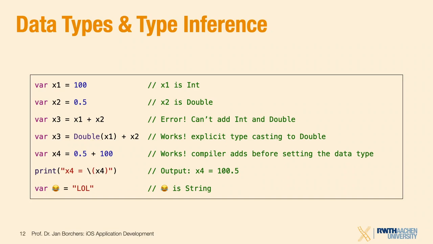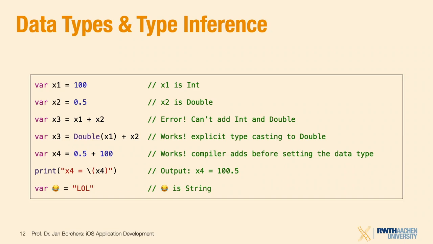What works, however, is if you want to store the frequency of your favorite radio station directly as a number, then you can do it that way. You can say 0.5 plus 100. This works because the compiler does the addition, and it can do that with a proper casting, and then sets the type to be double, and then that can be put into a variable of that type here.